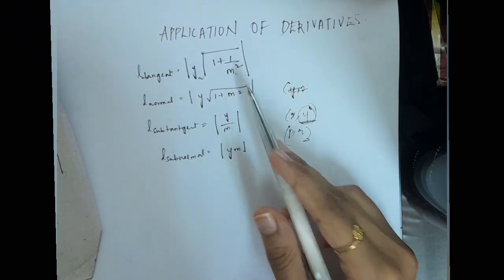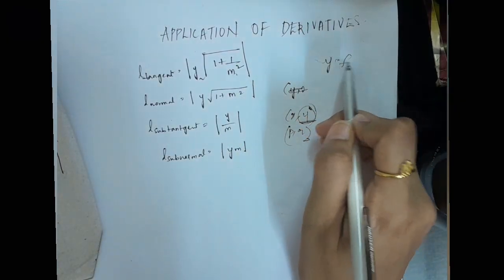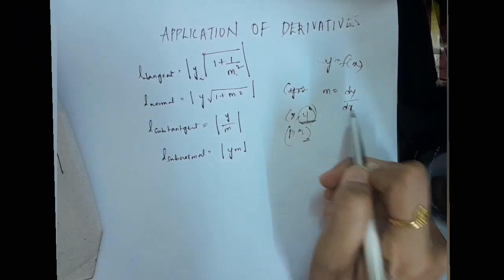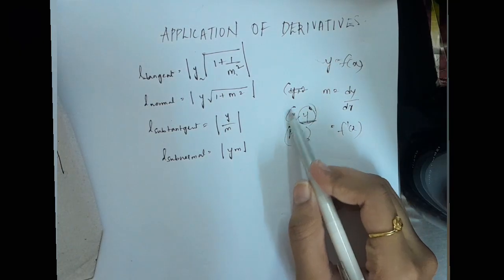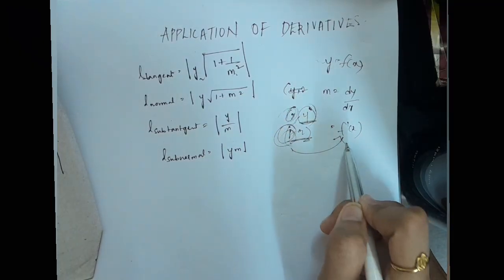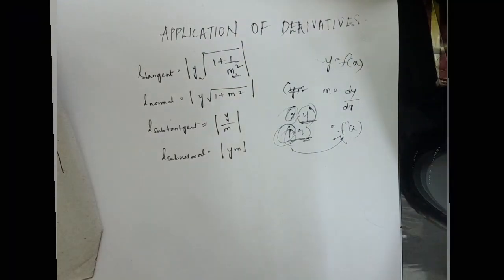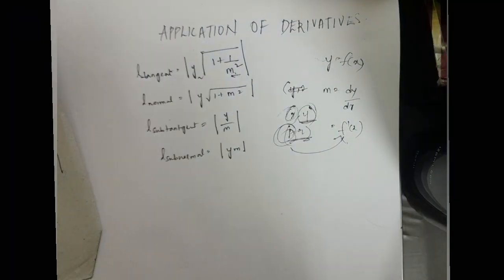And how do you get the m? So we have the equation of the curve, which is y equals f of x. So m is simply dy by dx, so that's f dash of x. And you substitute the x value, or in this case the p value, into this to get the value of m. So that's how you get the length of the tangent and normal, subtangent, and the subnormal as well.